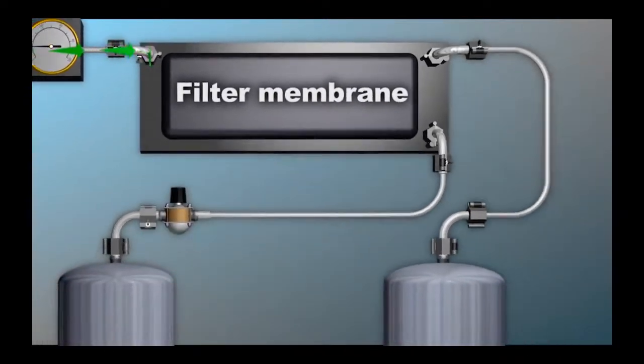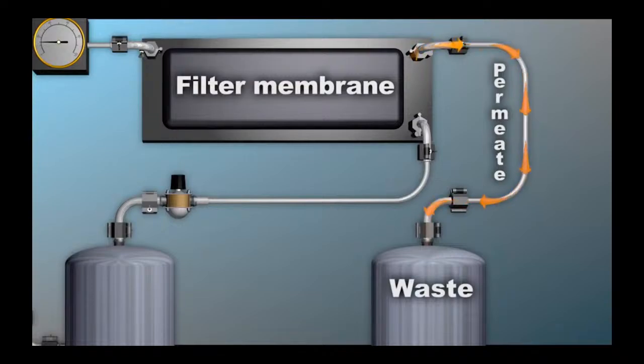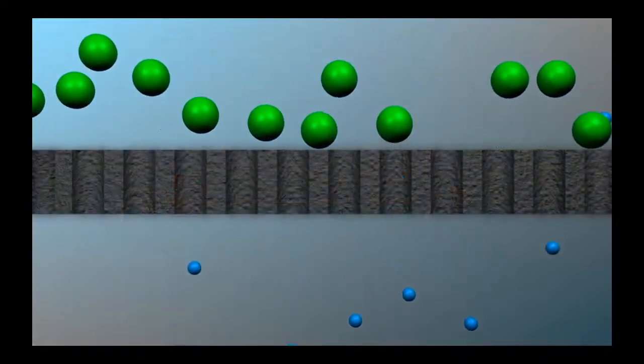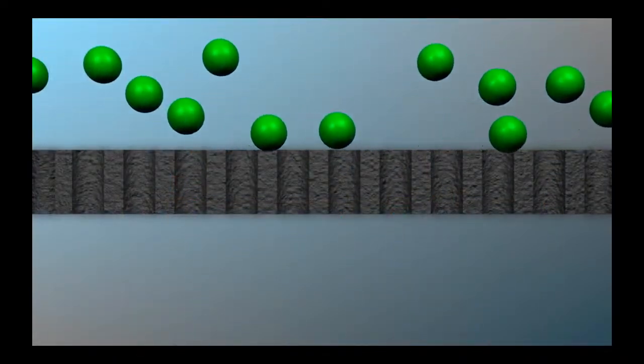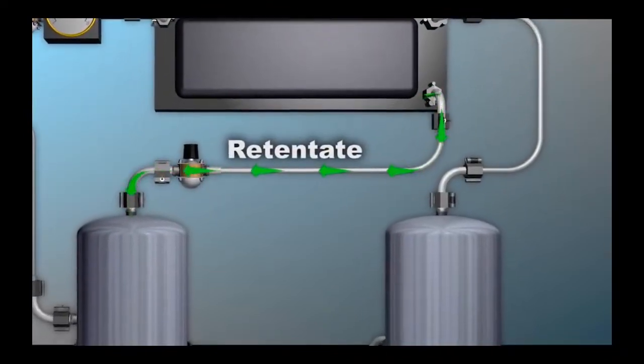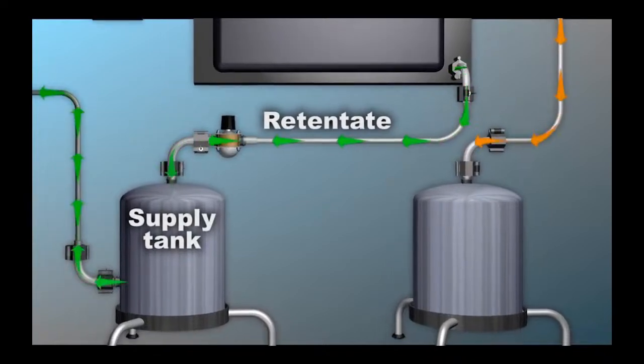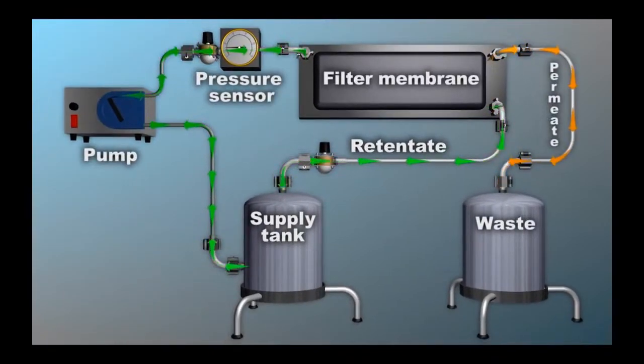Everything that passes through the membrane, including the buffer solution, is known as permeate and, for this process, is sent to waste. The GFP protein is larger than the pores of the membrane and therefore is retained. The retained material, called retentate, is recirculated to the supply tank. Recirculation of the feed continues until the desired concentration of GFP is achieved.